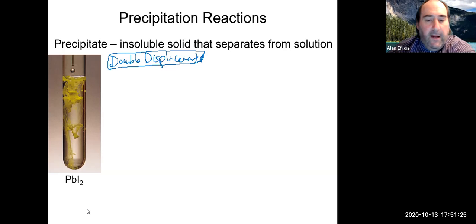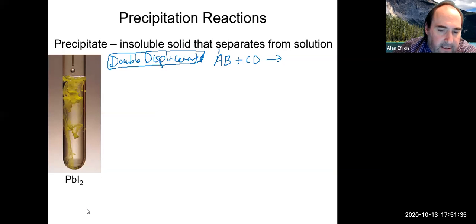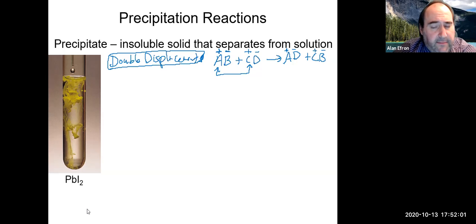And the way that you can recognize a double displacement reaction is it has a general form of AB plus CD, and each of these is an ionic compound. So you basically have two ionic compounds on the reactant side. What happens in a double displacement reaction is the two positive guys basically switch partners. So the A will hook up with the D and make a new ionic compound, and the C will hook up with the B and make a second new ionic compound. And this is your classic double displacement reaction.